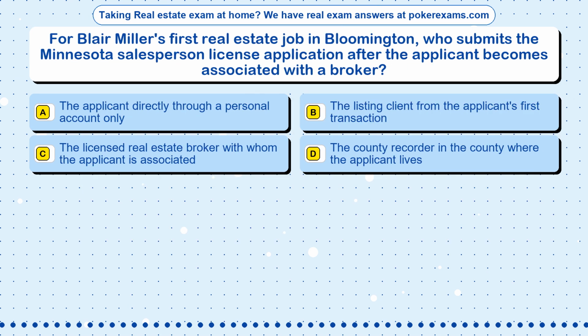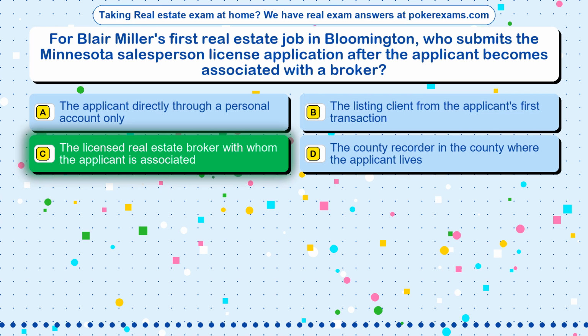Question 67. For Blair Miller's first real estate job in Bloomington, who submits the Minnesota salesperson license application after the applicant becomes associated with a broker? Option A. The applicant directly through a personal account only. Option B. The listing client from the applicant's first transaction. Option C. The licensed real estate broker with whom the applicant is associated. Option D. The county recorder in the county where the applicant lives.